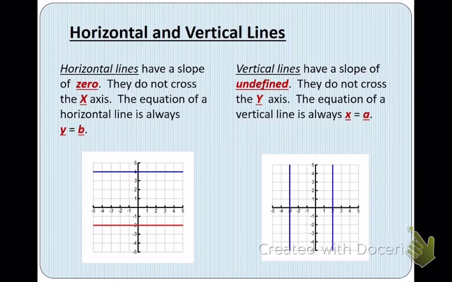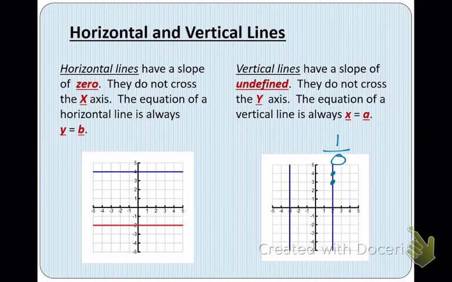Now, kind of the same approach for vertical lines. They have an undefined slope. Now, why is it undefined instead of 0? Because if I want to go from one point to the next, the vertical change, there actually is one. The horizontal change is 0. And anytime you divide by 0, you can't do that. That's an undefined quotient. Okay, so that's why the slope is undefined.